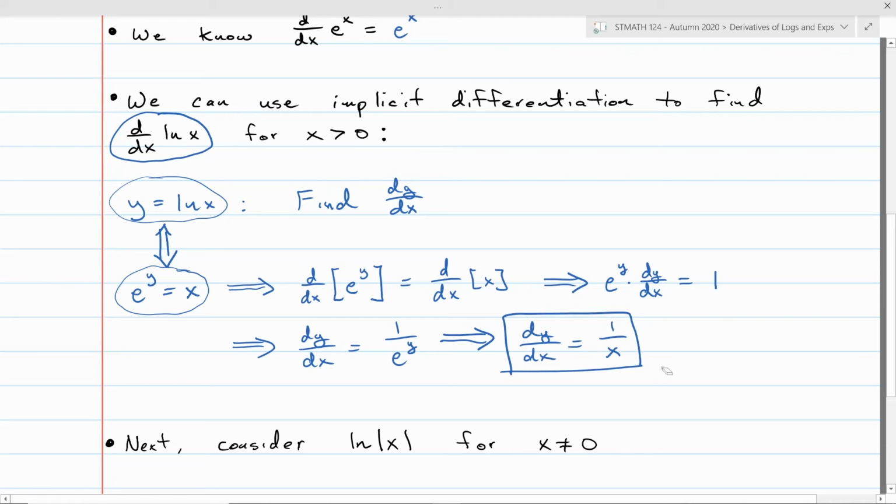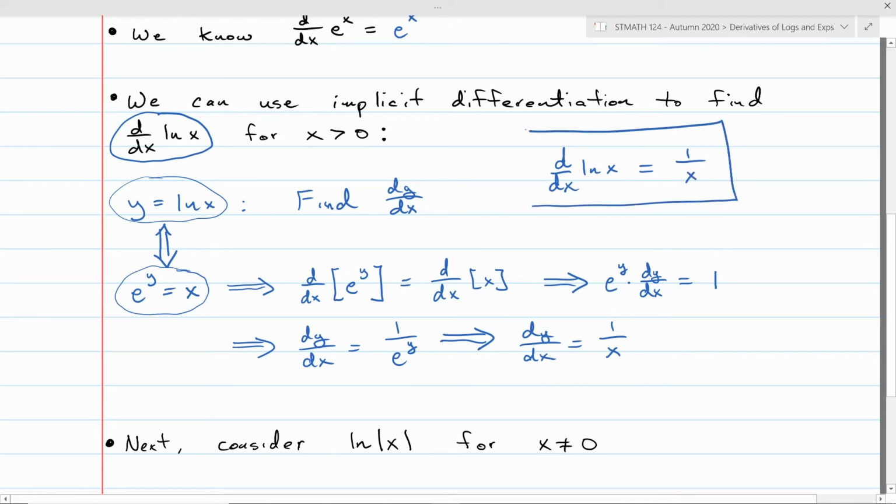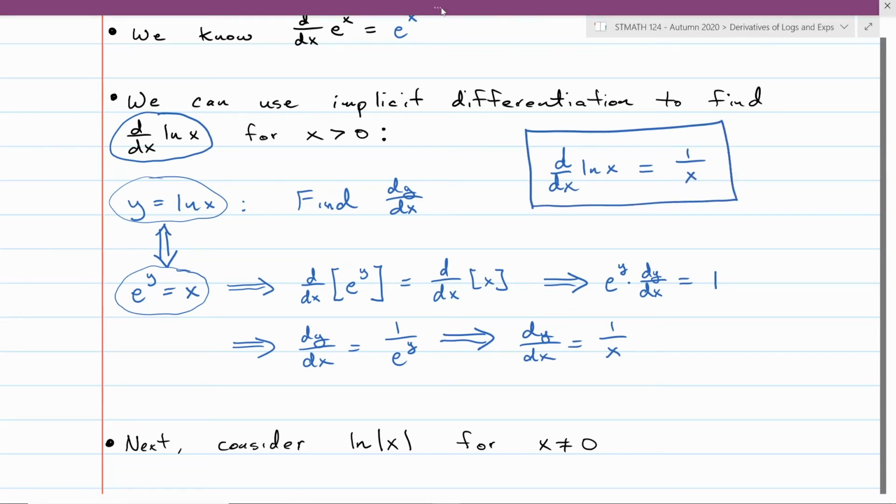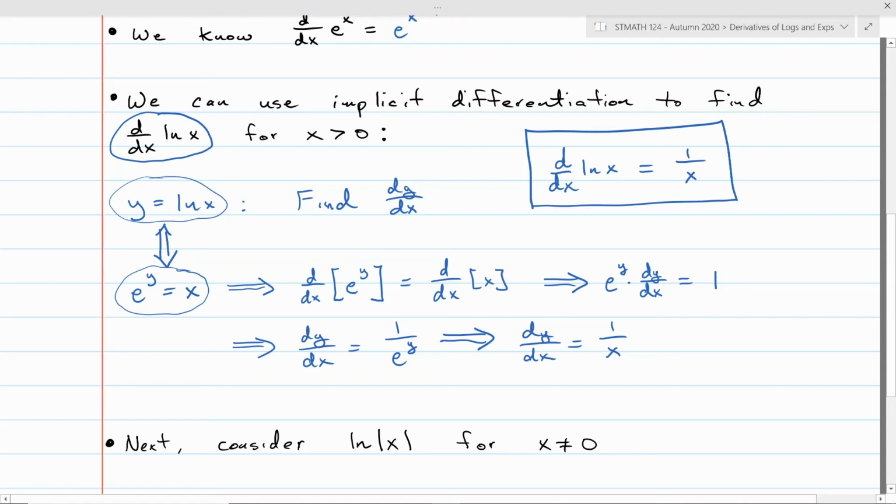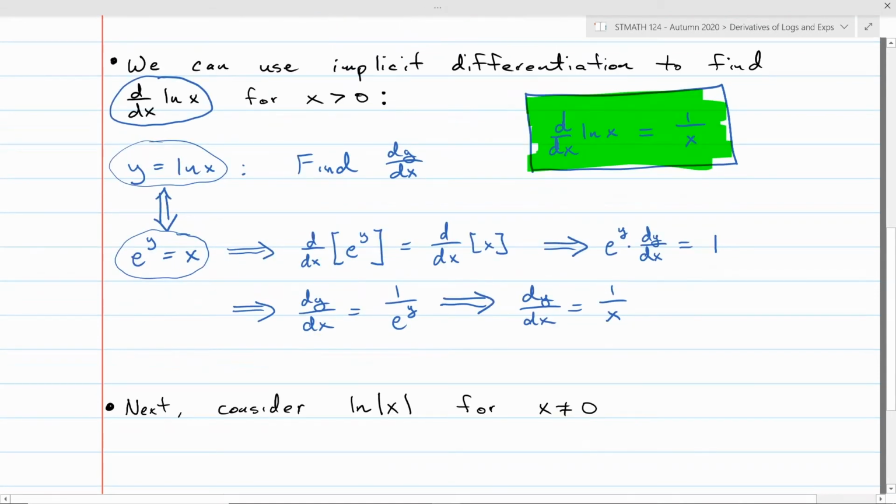So let me write it up here. The derivative of the natural log function equals 1 over x. So that's a pretty important formula right there. I'm going to put a box around it and highlight it, so you'll know it's important.